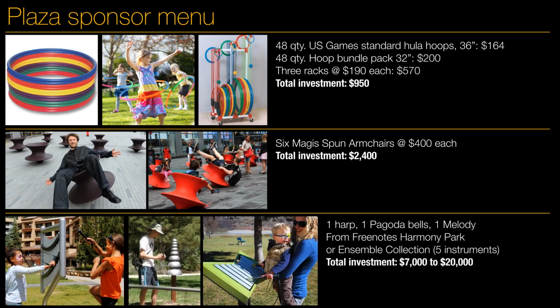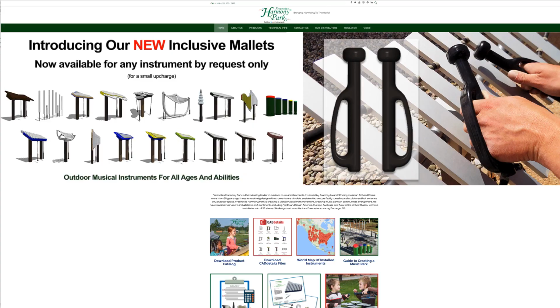Or you could do this. There's a harp on the left. You could do this pagoda bells, that's the one in the middle, or one melody. This is Free Notes Harmony Park. Or you can do a whole ensemble collection, which ranges from $7,000 to $20,000, and you pick the 5 instruments you want. And so somebody says, well, we're willing to sponsor $10,000 and we're going to pick the 5 instruments for you. You know, it's pretty cool what they have, all of these. These are the new mallets that they use, but you can see some of the instruments there on the left side of that.